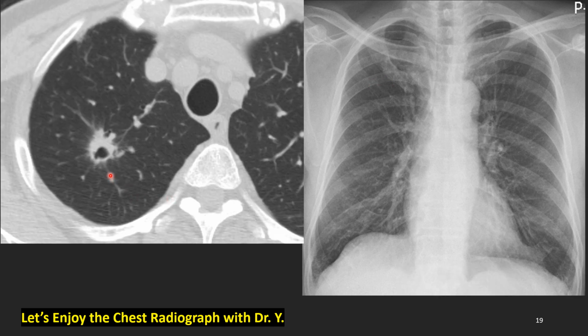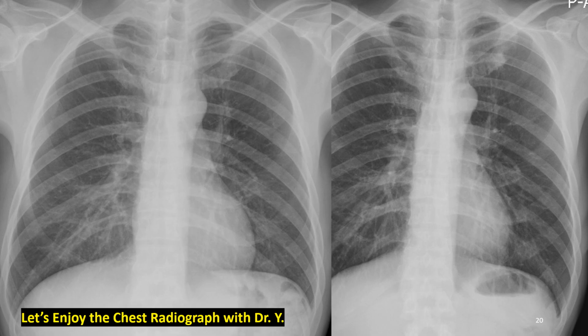Today with CT, we found something: a 1.5 centimeter cystic lung cancer, adenocarcinoma. This one, it's not easy, not possible. Usually we cannot find a lesion like this. It's usual. You got the difference? 2 years difference.